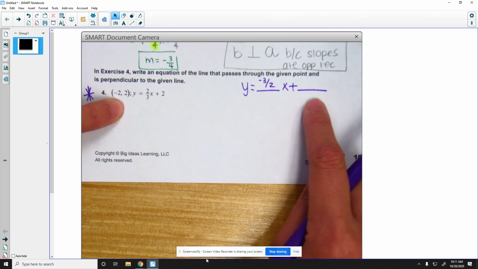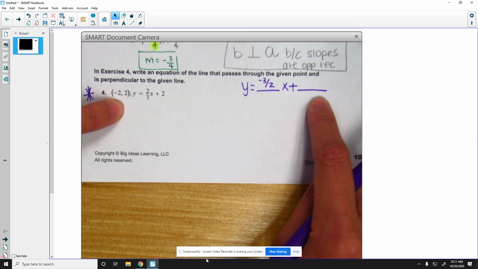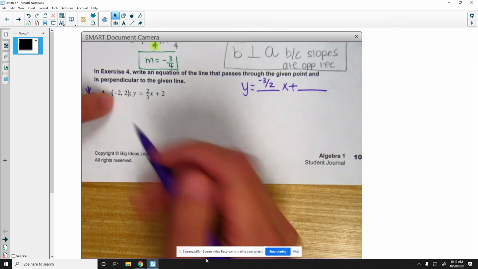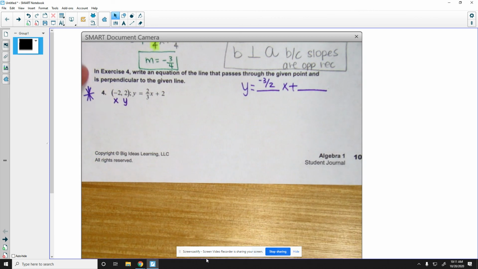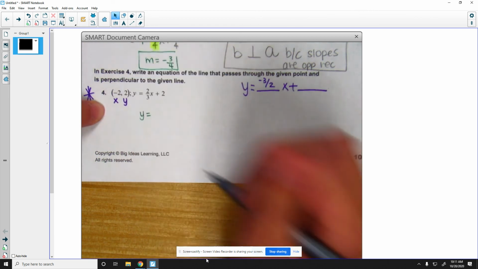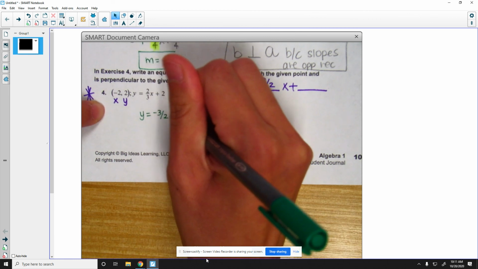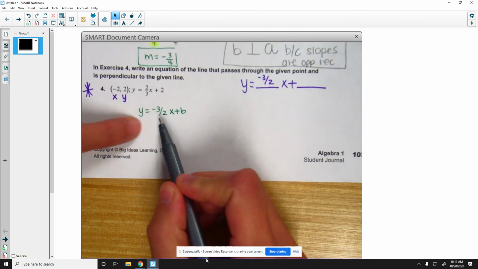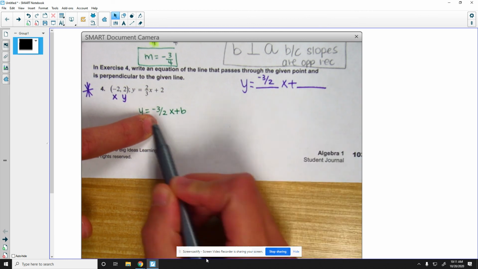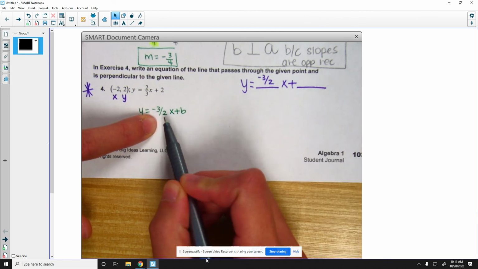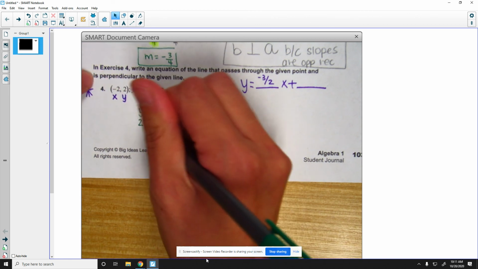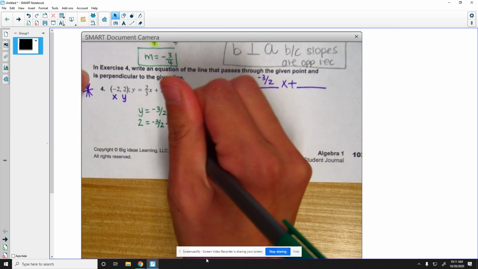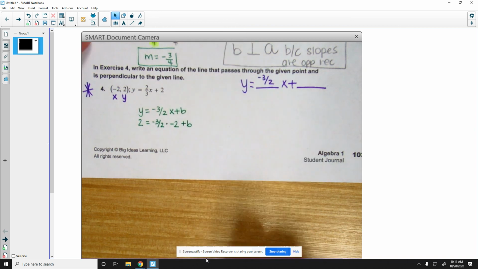We've been doing this now like every day for the last 2 or 3 days. Does anyone know what I have to do to solve for this B? So plug in the points. Yeah, plug in your X and your Y to solve for B. So this is what you would say: Y equals negative 3 over 2X plus B. Does that make sense? I'm using my new slope because they said that it has to be perpendicular. But now plug in your X and your Y. So your Y is 2 equals negative 3 over 2 times negative 2 plus B.